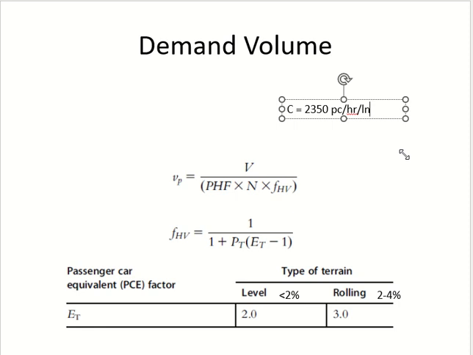Density. Every level of service has a density. So density at level of service D equals how much? 35. Now what is the relationship between density and flow rate? I'm trying to find out flow rate, right? So density equals Vp upon S.